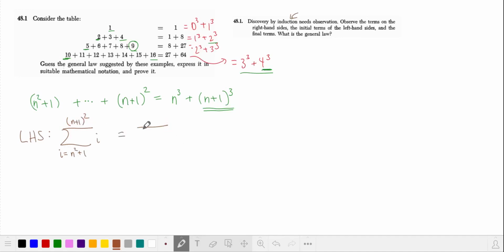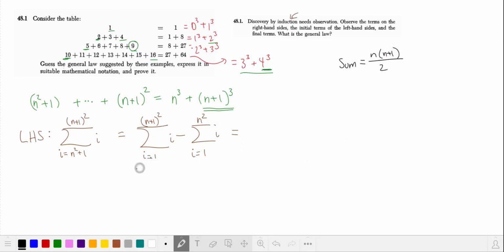I'm going to write this as the sum of consecutive integers from 1 to n plus 1 squared, and I'm going to subtract the sum of the integers from 1 to n squared. So counting 1, 2, 3 all the way up to 16, and then subtracting 1, 2, 3 all the way up to 9 will give us this last line from 10 to 16. We can use our formula for the sum of consecutive integers. If we have n of those, from 1 to n, that's n times n plus 1 over 2.